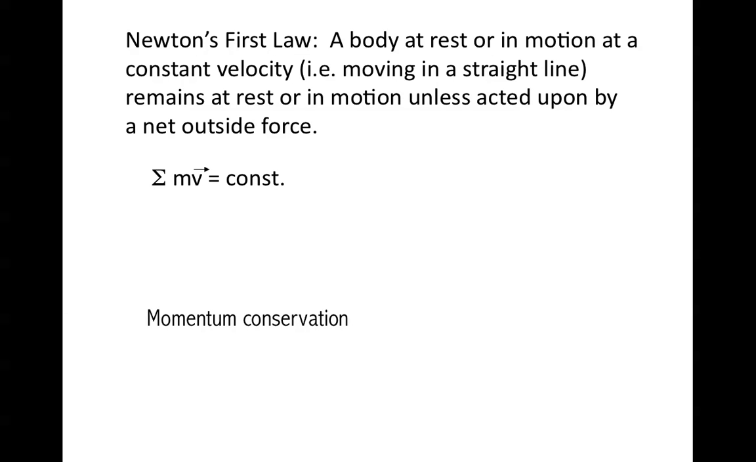Let's talk now about Newton's first law. Newton's first law states that a body at rest or in motion at a constant velocity, that is, moving in a straight line, remains at rest or in motion unless acted upon by a net outside force. What this law is really saying is that the sum of the products of the mass and the velocity of all the objects in a system stays constant. This is called momentum conservation. M times v added together for all objects has to remain constant in a closed system.